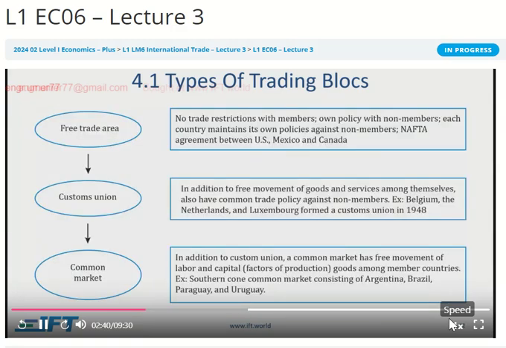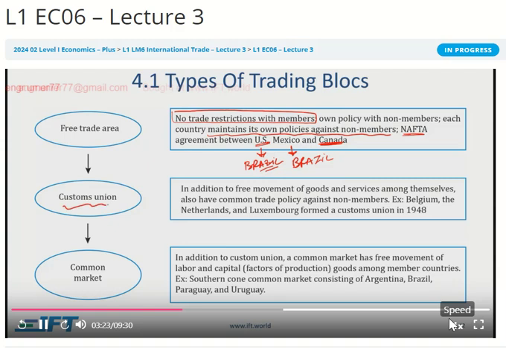Now, a free trade area, and the example given over here is the North American Free Trade Agreement, which is between the US, Mexico, and Canada. They are, of course, all in North America. And here they are members, so there are no trade restrictions among the members. However, each of the members maintains its own policies against non-members. So Mexico might have a different policy towards Brazil, and the USA might have a different policy towards Brazil, right?